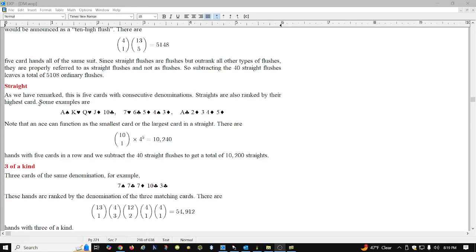Next we come to straights. 5 cards of consecutive denominations. They are ranked by their highest card.